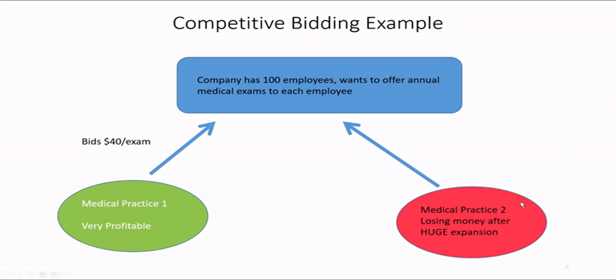Now, medical practice 2, which has a great reputation, is in a different situation. They've just gone through a major expansion. They've spent a lot of money on the expansion, and now they have a lot of excess capacity. And in fact, they're losing money every month because they're not using very much of that capacity. So they look at this opportunity to provide 100 medical exams as a great opportunity to help fill out their capacity. But since they're losing money, they're hesitant to offer much of a discount off of their normal price. But to try to make an effort here, they submit a bid of $140 per exam instead of their list price of $150. Well, given this situation, which medical practice do you think the company is going to choose?